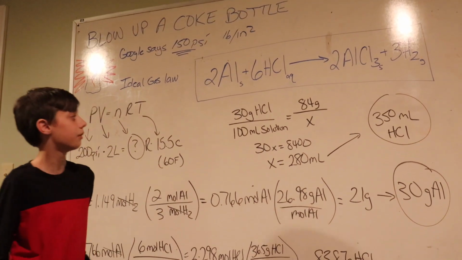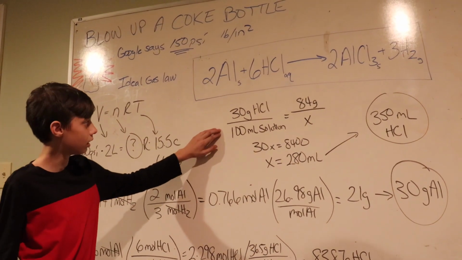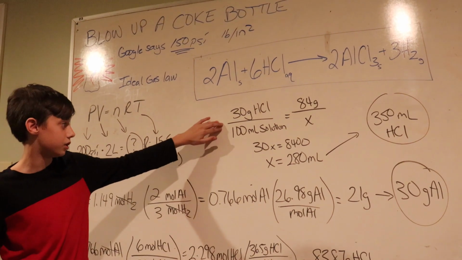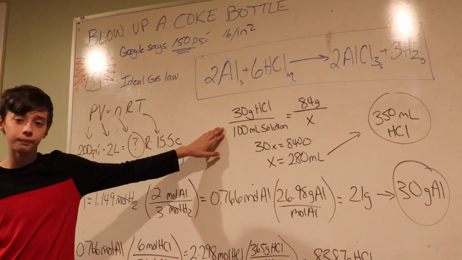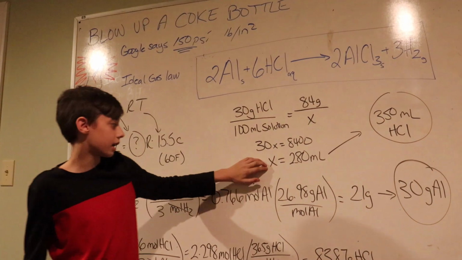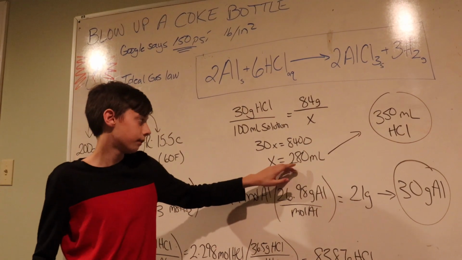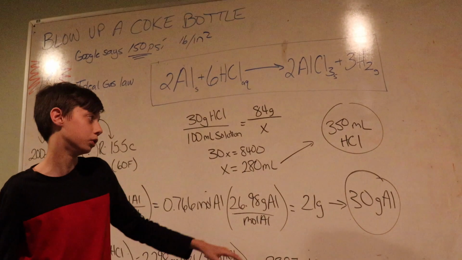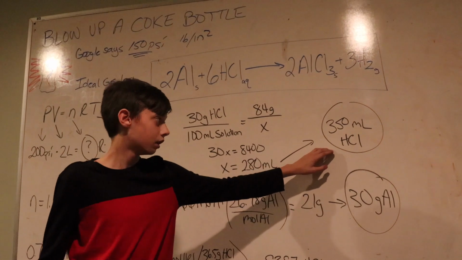Now, we have a 30% solution. So, to find the amount we need, we'll set it up in this ratio to find for X. X ends up equaling 280 milliliters. And to make sure it explodes, we'll use 350 milliliters of HCl.